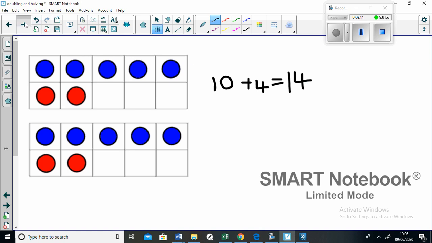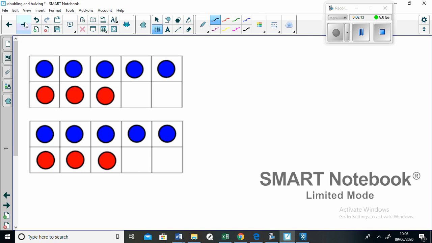And it works for 8 as well. Double 8. Oh, that's so tricky. Hang on a minute. I'm going to double the 5 part, and then I'm going to double the 3 part. Double 5, I'm not even thinking anymore. Double 5 is 10. Easy peasy. Double 3 is 6. Double 8 altogether is 16.